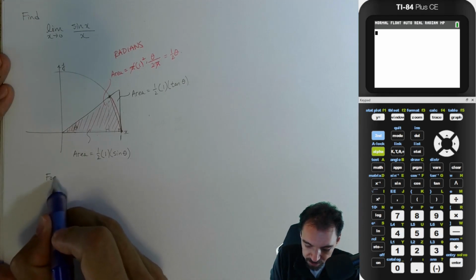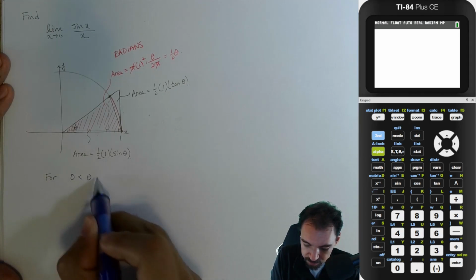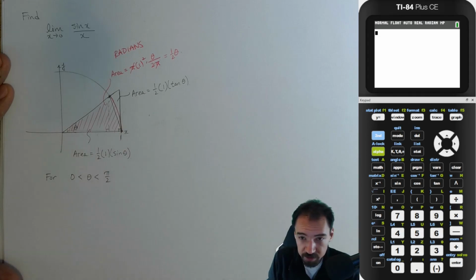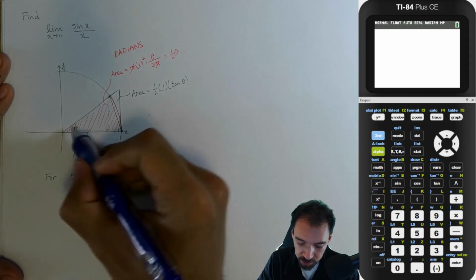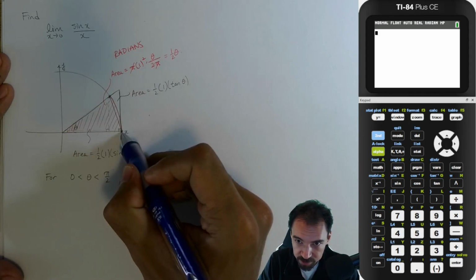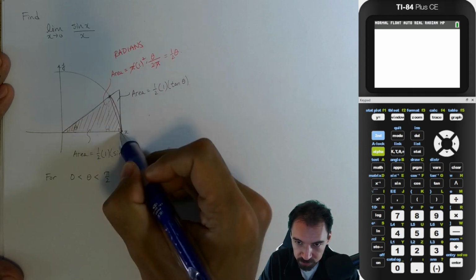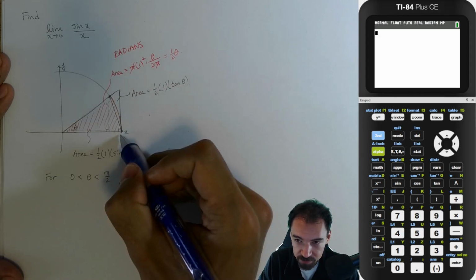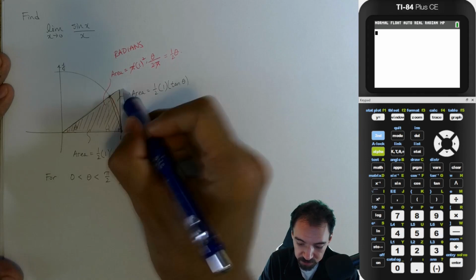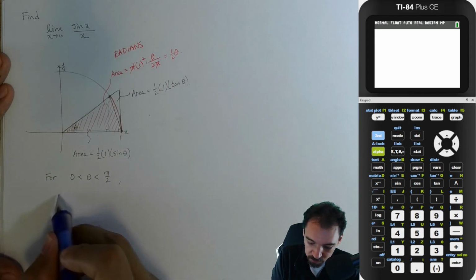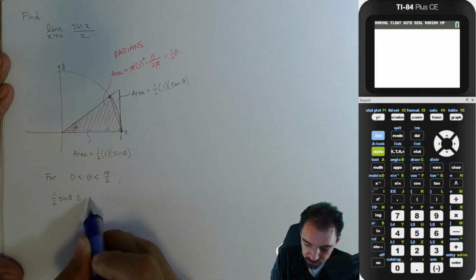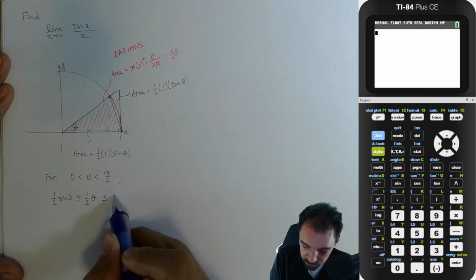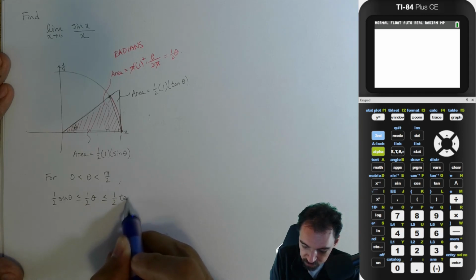Now, as long as theta is positive and acute, okay, so we're in the first quadrant, perhaps you will believe me that this smaller triangle I drew inside the circle is less than or equal to the area of the sector, the pizza slice, and that is less than or equal to the area of the bigger triangle. So I should be able to write 1/2 sine theta is less than or equal to 1/2 theta, which is less than or equal to 1/2 tangent of theta.